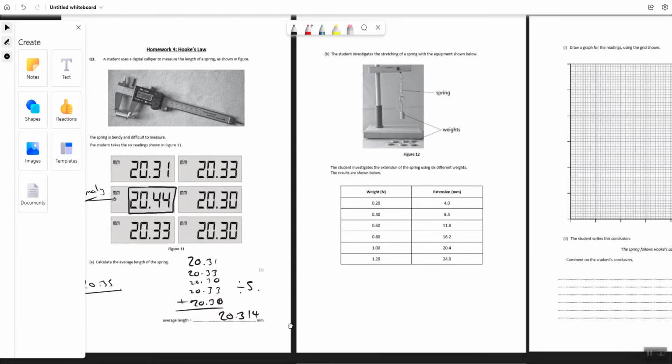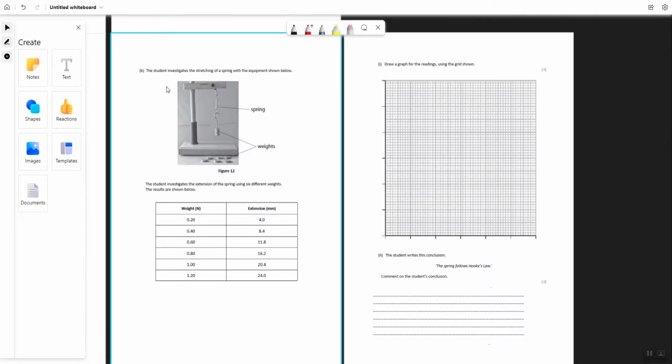Okay, then we had a graph plotting one. We've got stretching the spring, investigating extension using 6 different weights. The results are shown below. So we want to plot a graph of force in newtons against extension in millimeters. The force axis goes 0, 0.2, 0.4, 0.6, 0.8, 1.0, and 1.2, and the extension axis goes 0, 4, 8, 12, 16, 20, 24.